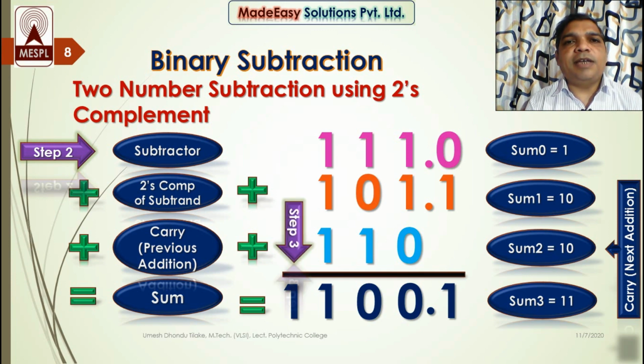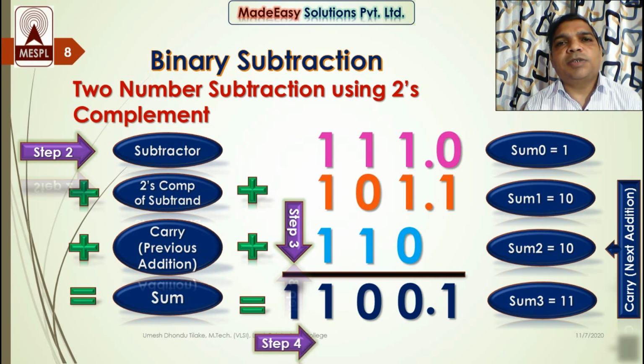Now check the carry in step 3. What does it mean? If carry is 1, it indicates that result is positive and in true form. We need not add carry into the LSB. So leave the carry. Now if you see, I am getting the correct result 100.1. That means I am getting the correct results in both the cases, whenever our subtrahend is larger than subtractor or whenever our subtrahend is lesser than subtractor. In both cases, 2's complement technique is working.